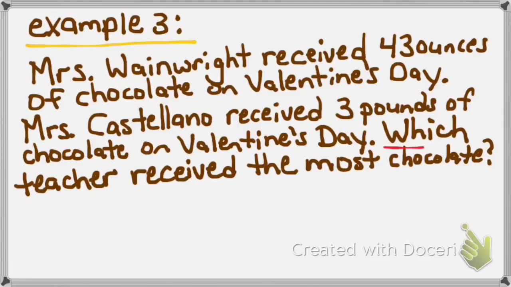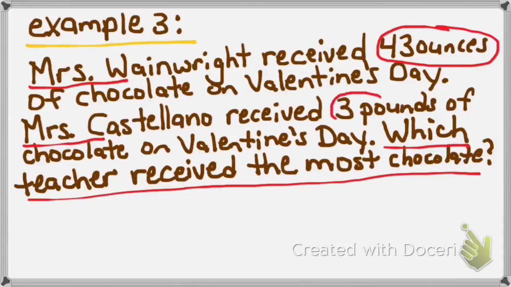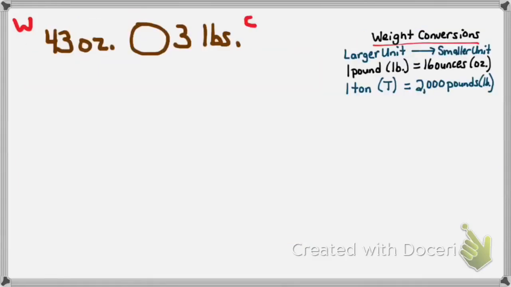So let me look at my question, which says, this is what I want to find out. Which teacher received the most chocolate? And let's see what I know. I know that Mrs. Wainwright, that's me, has 43 ounces of chocolate. And I know that Mrs. Castellano has 3 pounds of chocolate. I want to know who received the most, so I'm going to do a comparison. I'm going to say 43 ounces, is that greater than, less than, or equal to 3 pounds? So again, I'm going to rewrite my problem on the next page so I have plenty of room to work. So you can see I've rewritten 43 ounces with a comparison circle and 3 pounds.